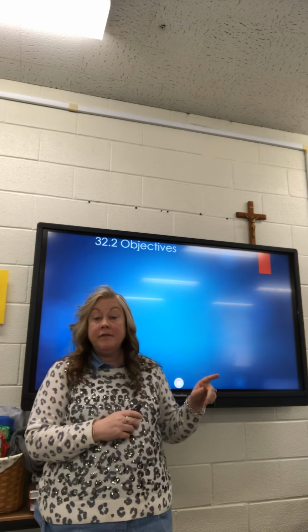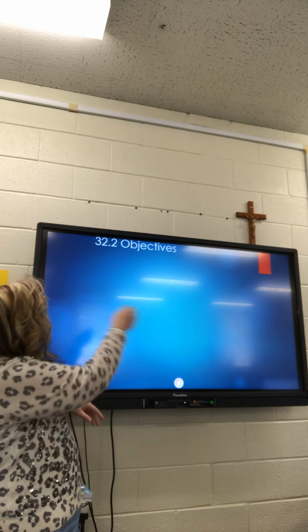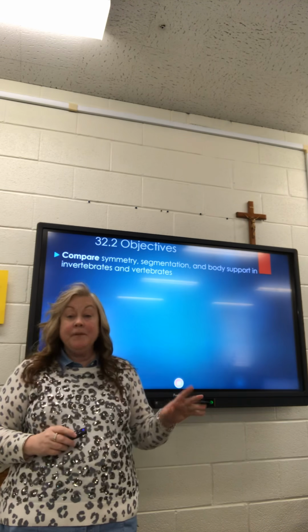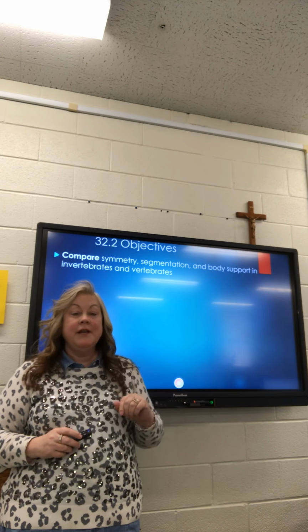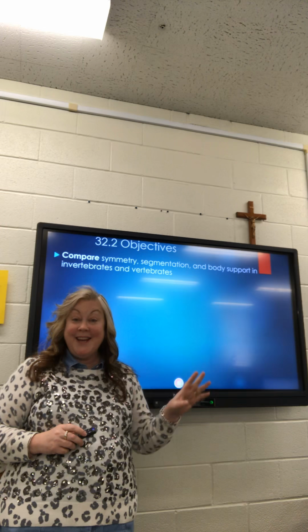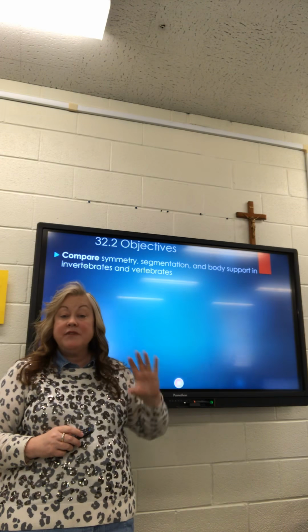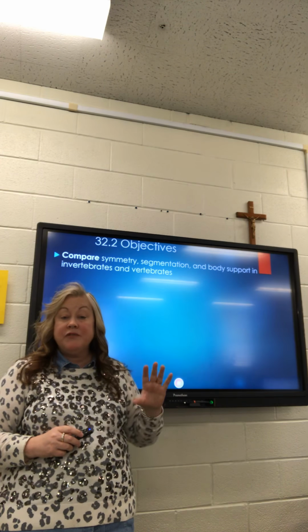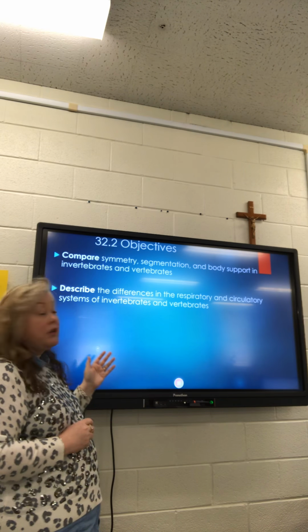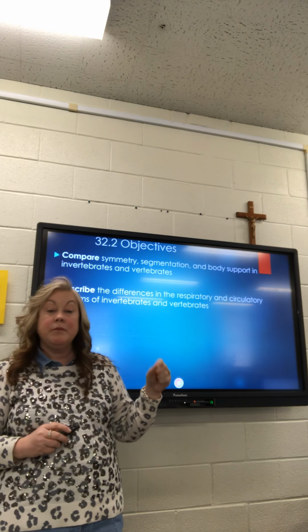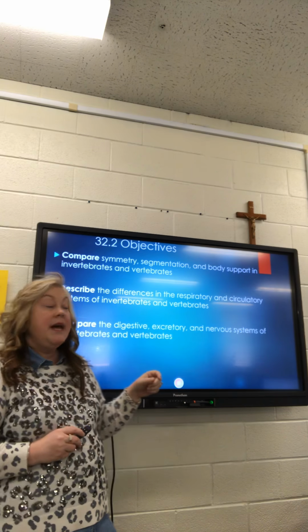Okay, here we go. We're going to be talking today about body symmetry, which we've hit on in the first section, body segmentation in animals, body support in both vertebrates and invertebrates. We're going to be comparing invertebrates and vertebrates on lots of different categories today. The second objective is to state the differences between the respiratory and circulatory system found in both vertebrates and invertebrates. We're then going to be comparing digestive, excretory, and nervous systems of invertebrates and vertebrates.